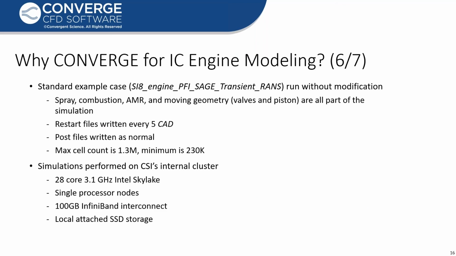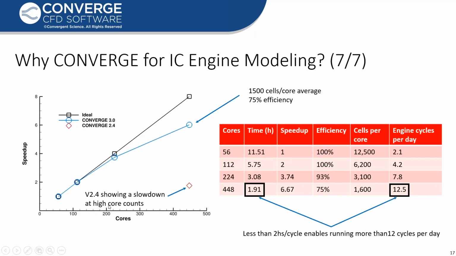Now, one thing I want to emphasize before I show you the data is the interconnect. With the newest version of Converge, for you to harness the advantages of the scalability, you need to have a faster interconnect. So essentially what we have done here is we have taken that previous case and run it on 56 cores up to 448 cores, the first column on the table. On 56 cores, it takes 11 and a half hours. And on the far right-hand side of the table, you have engine cycles per day. That means if you ran it on 56 cores, you can only run 2 engine cycles per day. Now look at the last row.